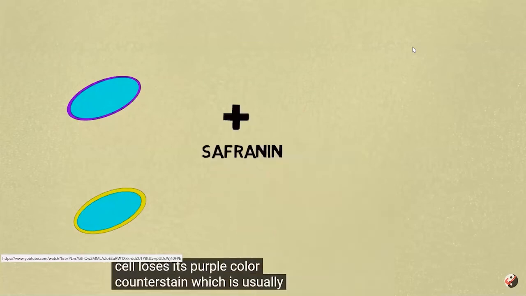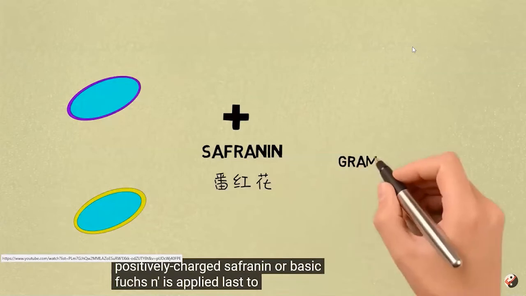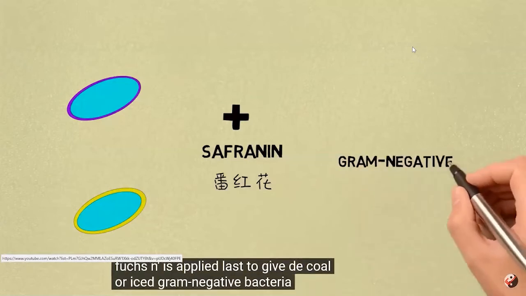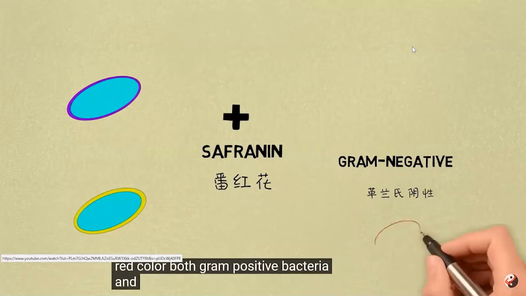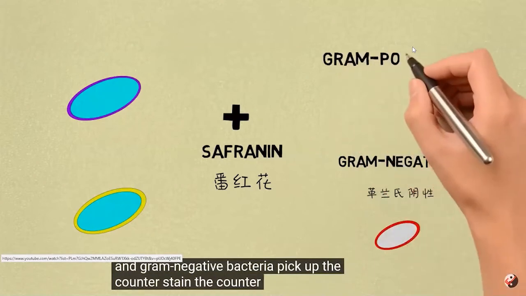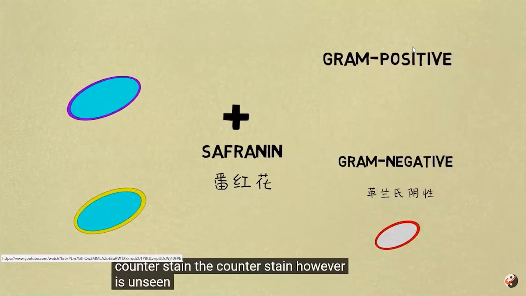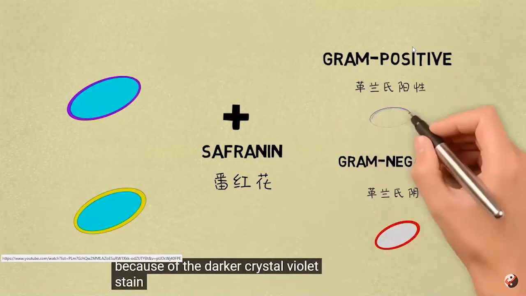Counterstain, which is usually positively charged safranin or basic fuchsin, is applied last to give decolorized gram-negative bacteria a pink or red color. Both gram-positive bacteria and gram-negative bacteria pick up the counterstain. The counterstain, however, is unseen on gram-positive bacteria because of the darker crystal violet stain.